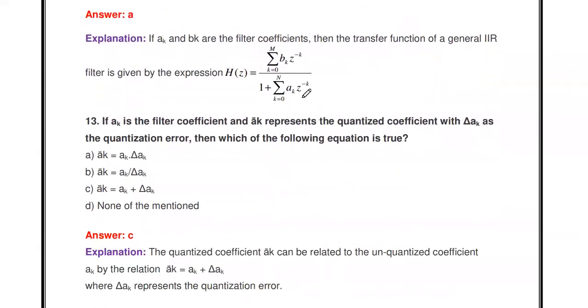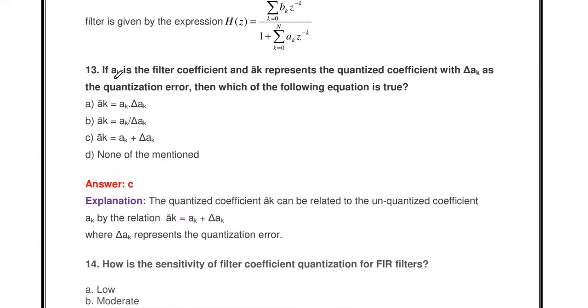Where a_k and b_k are said to be the filter coefficients. Okay, filter coefficients. Then the next one, if a_k is the filter coefficient and a_k bar represents the quantized coefficient with del a_k as the quantization error, then which of the following equations is true? Okay, a_k is the unquantized filter coefficient, a_k bar is the quantized output. Then del a_k is the difference between these two. Okay, that is the quantization error. The quantization error is nothing but the difference between these two things. Okay, then which one of the following is true?